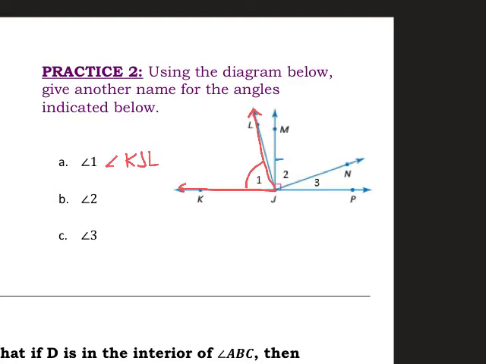How can I name angle 2? N, okay, he says N, J to M. Do you think that one would work? Yes. N, J, M. How about the last angle, angle 3? PJN, good. PJN, NJP, as long as that letter J is the one in the middle. Good.